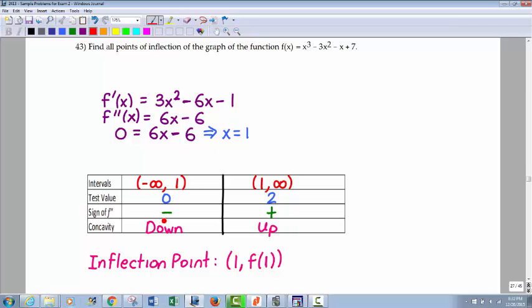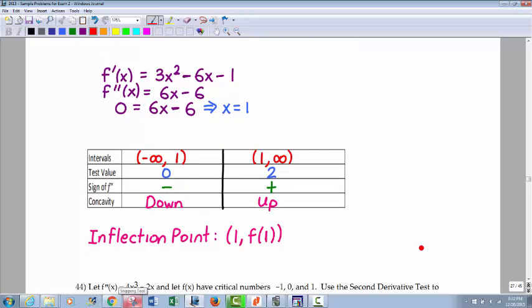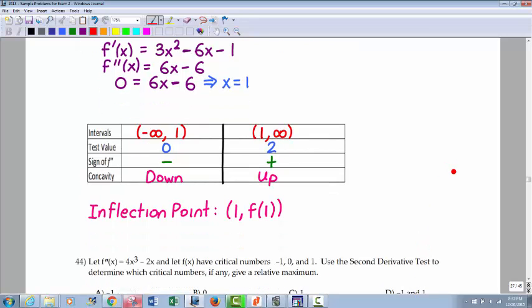I use 0 as my test value. I use 2 here. You put 0 into the second derivative, that's clearly going to be negative. You put 2 in there, 12 minus 6, positive, negative, positive. So your first interval, negative infinity to 1, is concave down. 1 to infinity is concave up. And because it changes over there, without being a discontinuity, you have an inflection point at 1, f of 1.